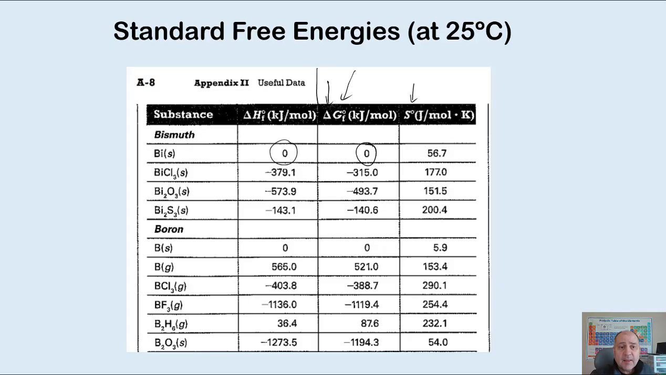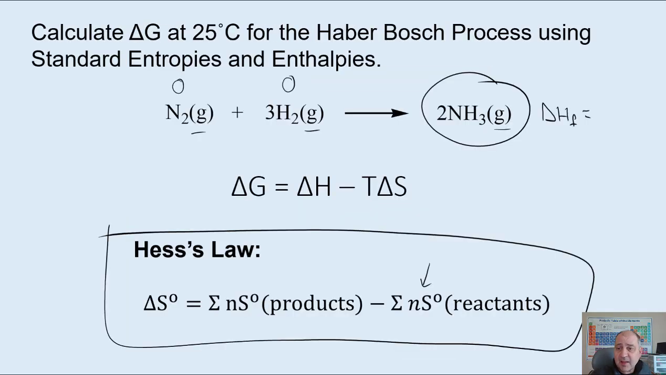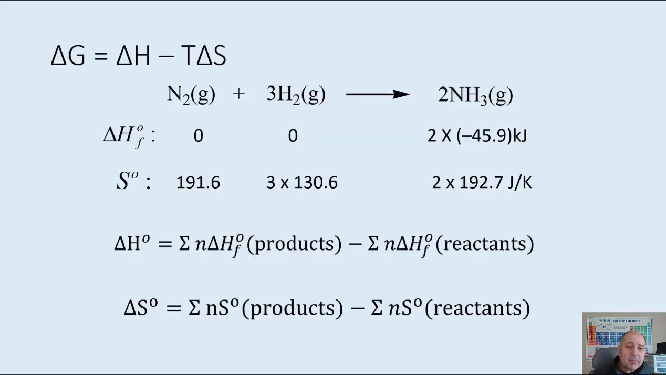So you could, instead of calculating the delta H for the Haber-Bosch process here and the delta S for the process, just go to the standard enthalpies and standard Gibbs free energies and do the same thing. Here it's all written out for you, the tabulated values for ammonia. Since hydrogen and nitrogen are 0, you would end up with twice the listed value here.